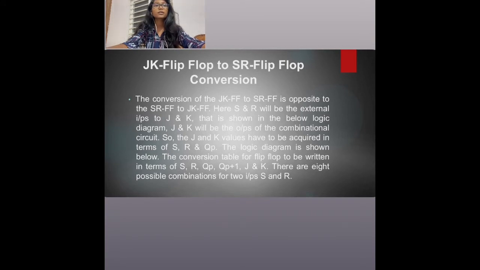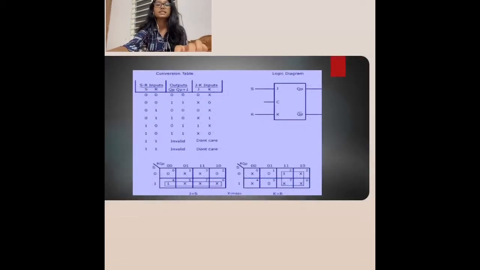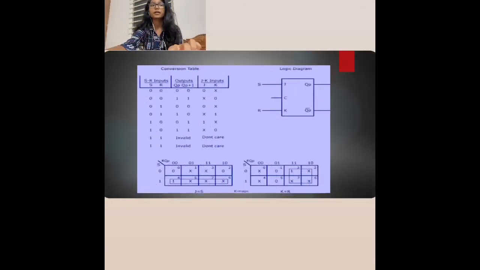There are 8 possible combinations for the 2 inputs S and R with QP. Here we create a characteristic table using the truth table of the SR flip-flop and the excitation table of the JK flip-flop. By observing the characteristic table, we draw 2 K-maps for the representations of J and K. So here the value of J is equal to S and K is equal to R. By following these Boolean expressions, we can now draw a logic diagram for the JK flip-flop to SR flip-flop conversion.